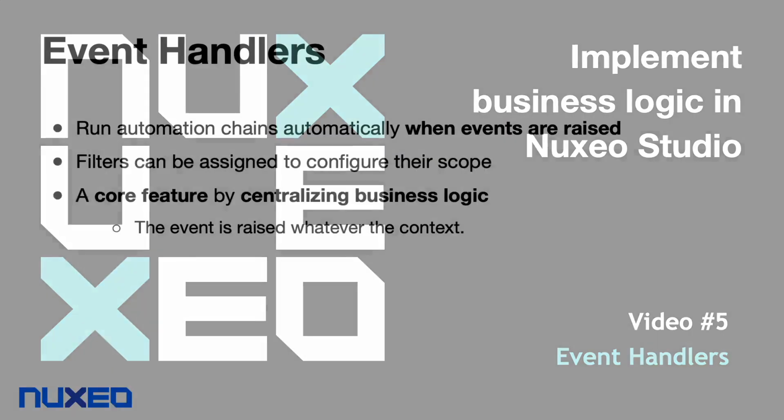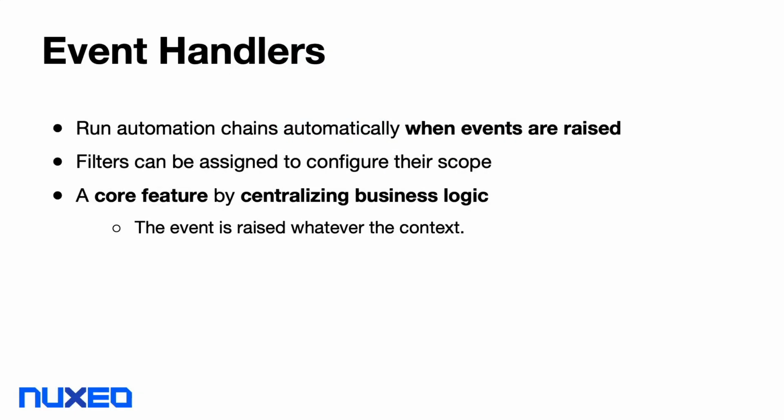Event handlers allow you to run automation chains and automation scripting automatically when events are raised. So it can be when a document is created, modified, permissions are updated, a document is copied, when the lifecycle state changes, etc. You can add filters so that the event handler is executed only on a specific scope.